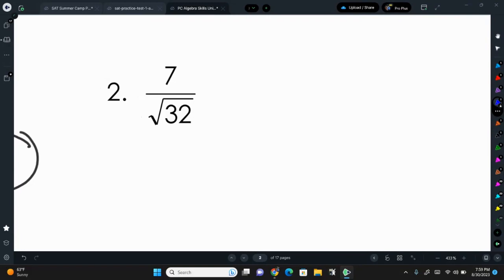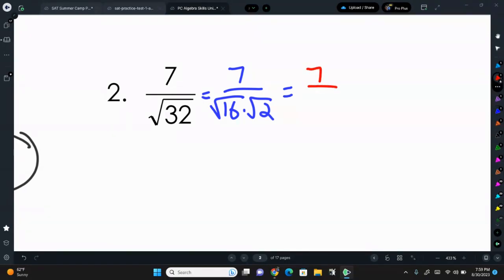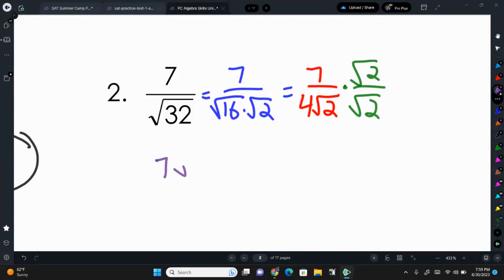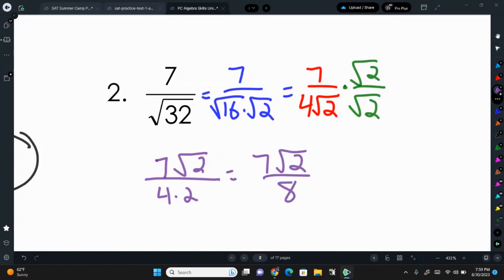So the square root of 32 can be written as 4 times the square root of 2. So then that gives us 7 over 4 times the square root of 2. Okay, so now I'm going to multiply the top and bottom by the square root of 2. That leaves us with 7 times the square root of 2 over 4 times 2, which is 8. So that would be our final answer for that one.